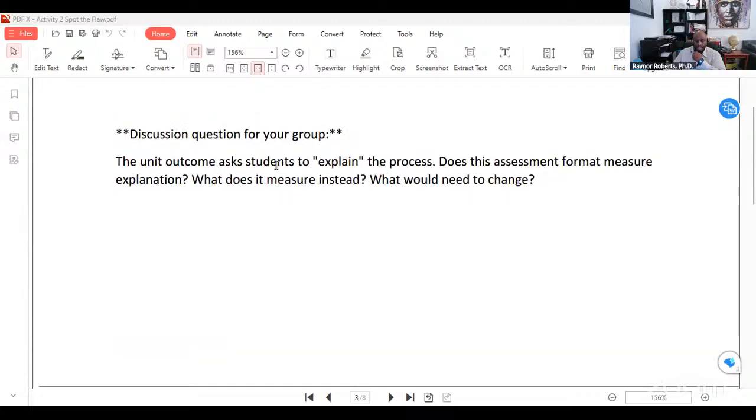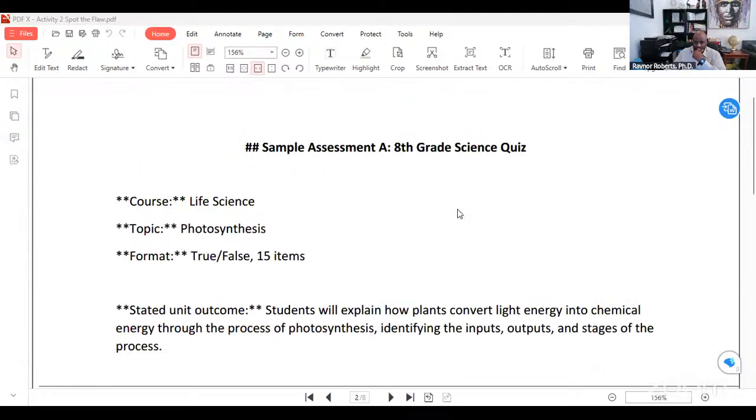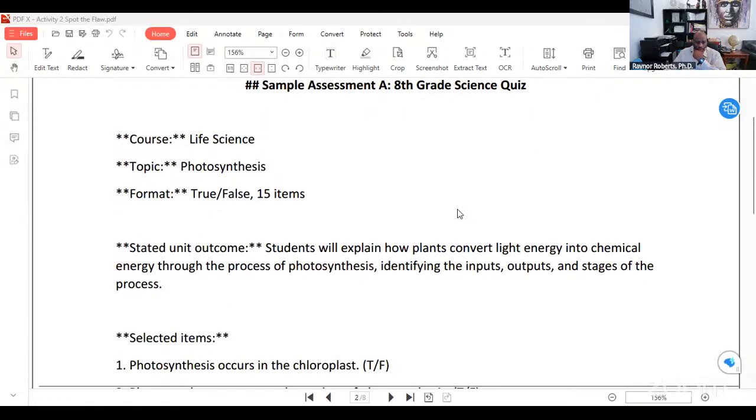The unit outcome asks students to explain the process. Does this assessment format measure explanation? What does it measure instead? Does anyone want to jump in?